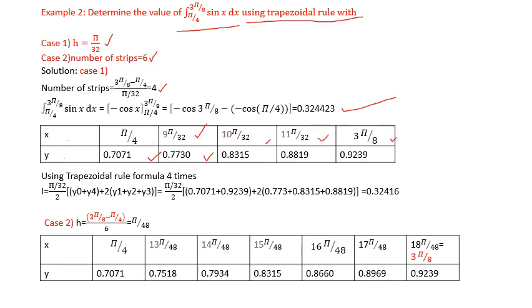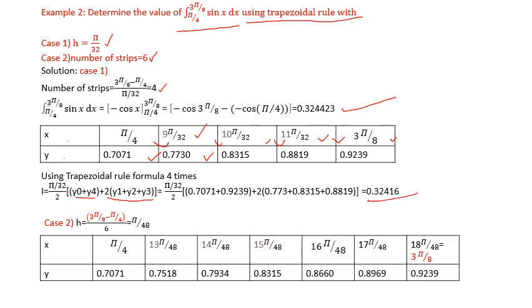So how many strips are you using for trapezoidal? 1, 2, 3 and 4. So 4 times you need to use the trapezoidal rule. So y0 plus y4 plus 2 into y1 plus y2 plus y3. So if you put in the values, you will get this answer.